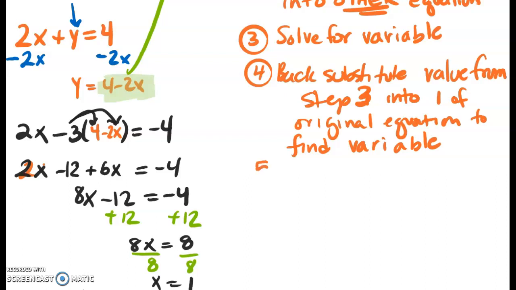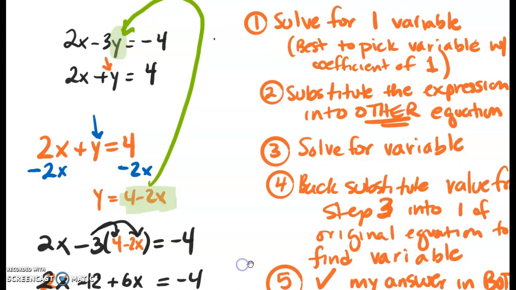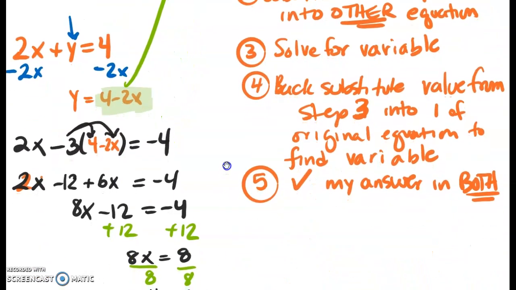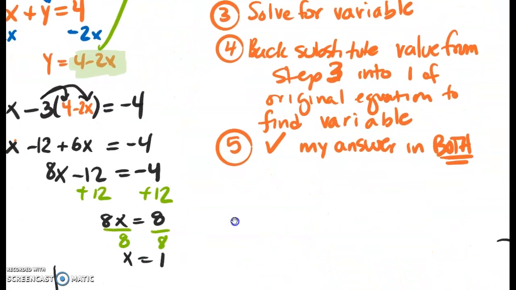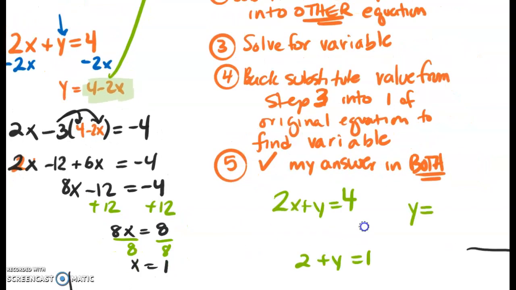And after I'm done with that, then I'm going to check my answer. And I have to check it in both originals. So I'm going to go back to my original equation, and I got a value of 1. And that is equal to x. So in my two original equations, I'm going to take one of them. The one was 2x plus y is equal to 4.